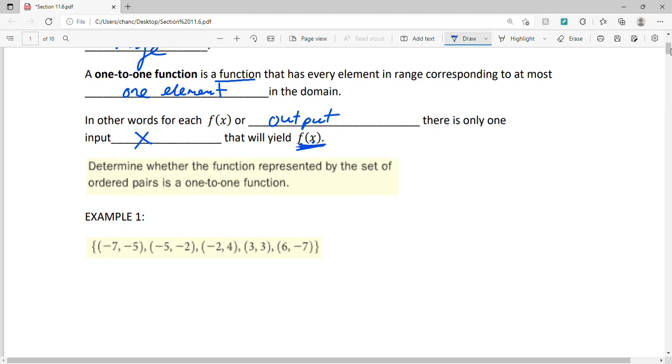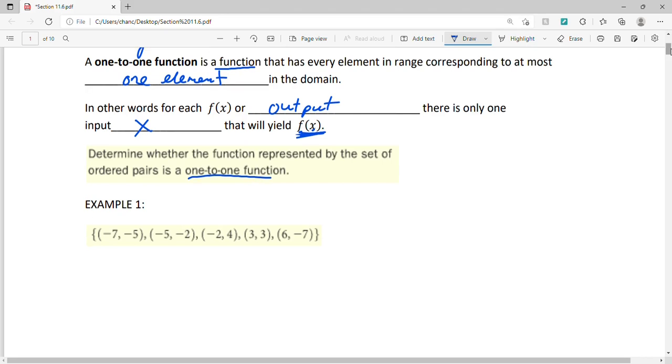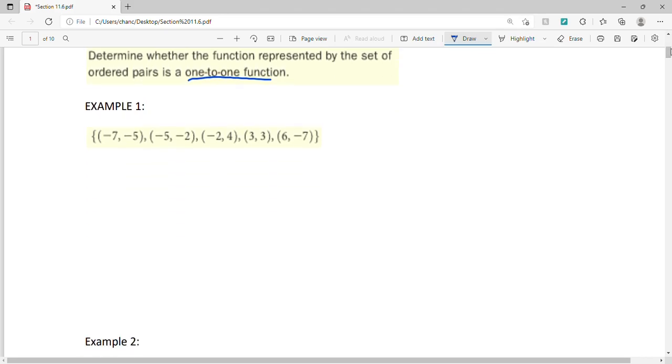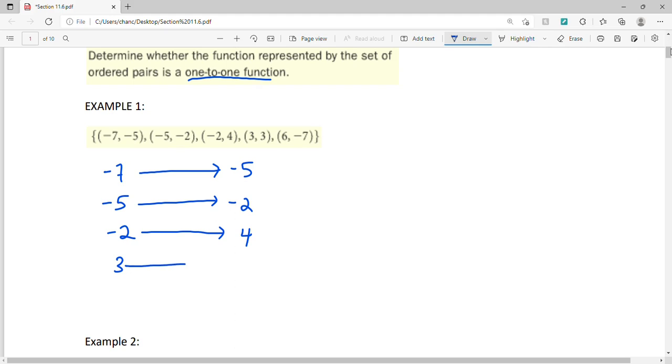To understand the concept of functions a little bit better, let's determine whether the function represented by the set of ordered pairs is a one-to-one function. I would like to draw some pictures to demonstrate if this is a one-to-one function or not. Negative 7 gets sent to negative 5. Negative 5 gets sent to negative 2. Negative 2 gets sent to 4. 3 gets sent to 3. And 6 gets sent to negative 7.